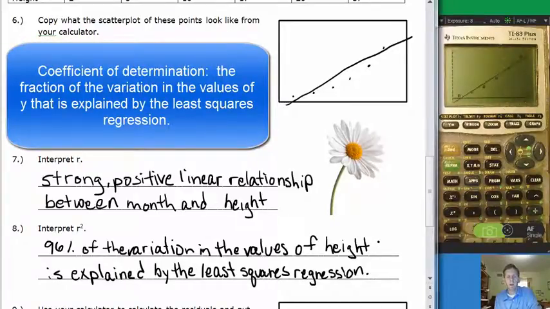Notice that I've left off the word "that," which is part of our formal definition here. It doesn't read very properly if you include the word "that" when you talk about context, because then it would say 96% of the variation in the values of height that is explained by the least squares regression. It just sounds better, I think, without that term here. So now you can say, what is r squared in this problem? It means 96% of the variation in the values of height is explained by the least squares regression. I think that sounds a little bit more clear.